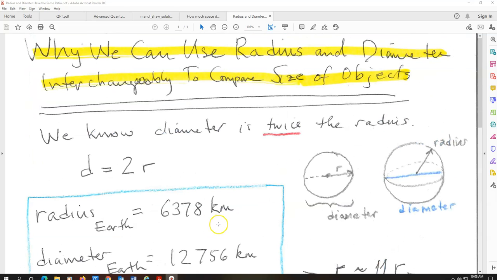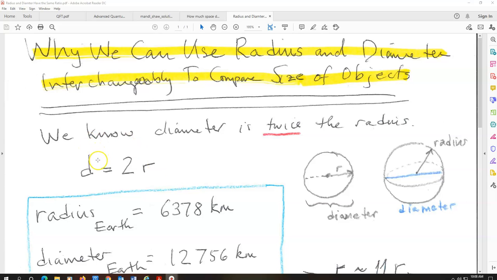Hello, everybody. Let me address here at the beginning of the semester something that you'll hear me do all the time: I will use radius and diameter interchangeably when I'm comparing the size of two objects. So I might say, for example, that the sun is 109 times the diameter of Earth, or I might say that the sun is 109 times the radius of Earth. I'm using both diameter and radius kind of interchangeably to say that the sun is 109 times bigger.